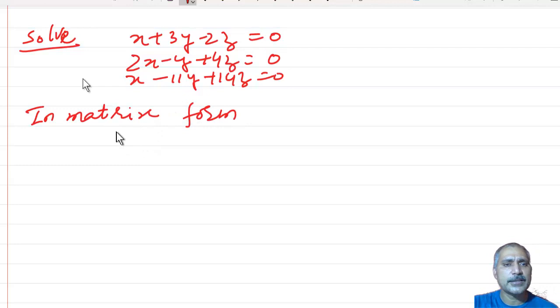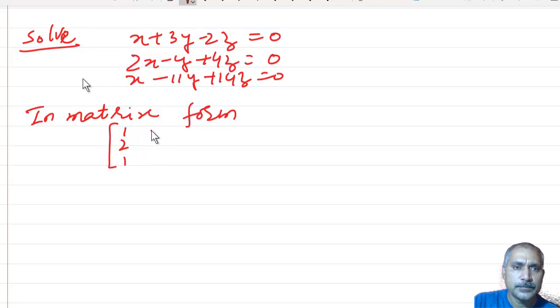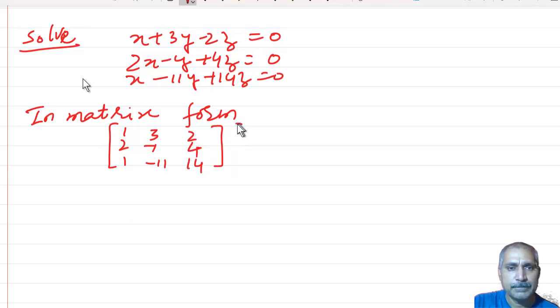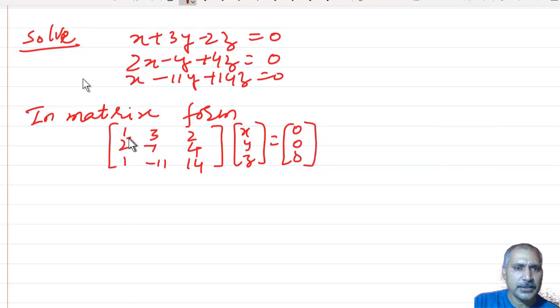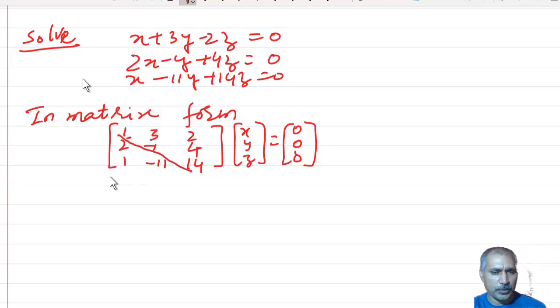we can write this as the matrix with rows 1, 3, minus 2; 2, minus 1, 4; and 1, minus 11, 14, times x, y, and z, is equal to 0, 0, and 0. Now we have this 1 on the diagonal, and the three elements just below the diagonal, we have to make those 0.